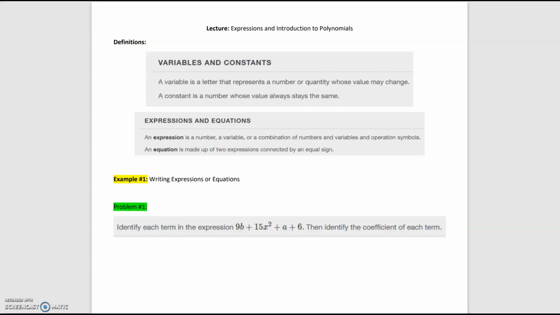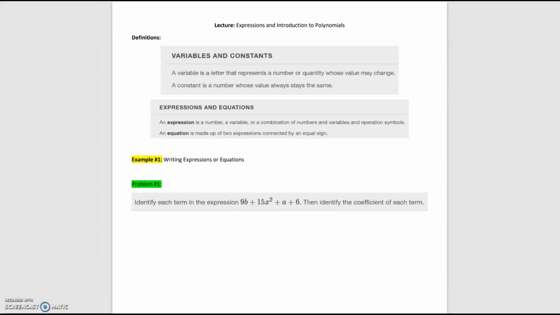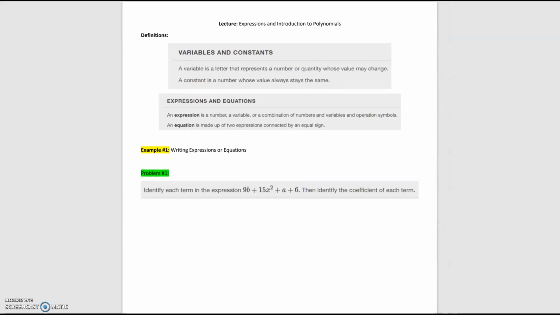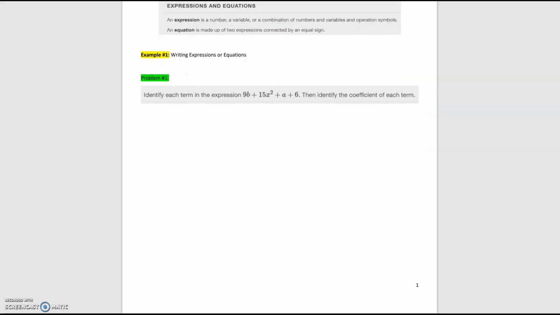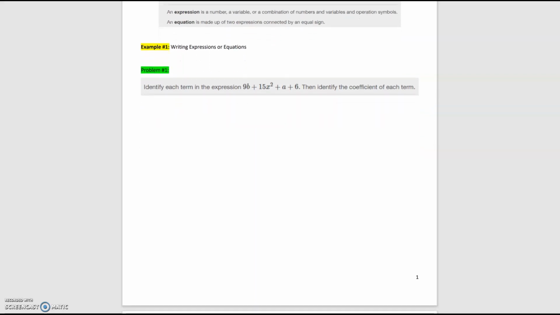Hi class, the first topic in this module is going to be regarding expressions. And we're going to be talking about expressions, equations, and also polynomials. Now, let's take a look at the first problem. On the first problem, all they want us to do is identify the coefficient of each term and the actual terms. So let me write the terms here.